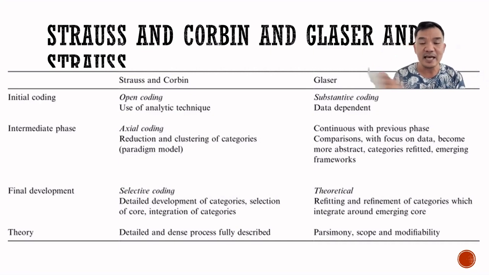So that's Glaser. And during the final development, we have Strauss and Corbin. We call this selective coding, meaning detailed development of categories, selection of the core, and integration of categories. In selective coding, you decide that you will focus only on items that you've seen before and ignore the rest, meaning you're focused on the refinement and integration of the concepts that you have derived from data, while Glaser is actually theoretical coding, refitting and refinement of categories which integrate around an emerging core.